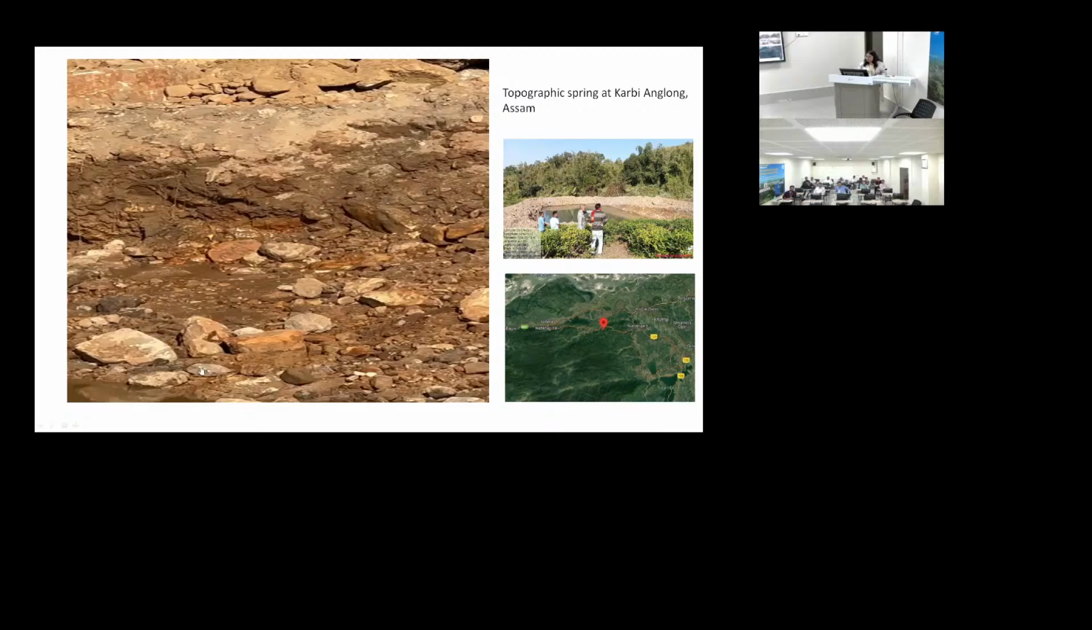This is an example of depression spring in Karbi Anglong. Actually, this was a video, but it's not playing. As we can see, water is gushing out from this point. So, further they have created a lake here to collect the water so that they can irrigate the nearby tea garden here.